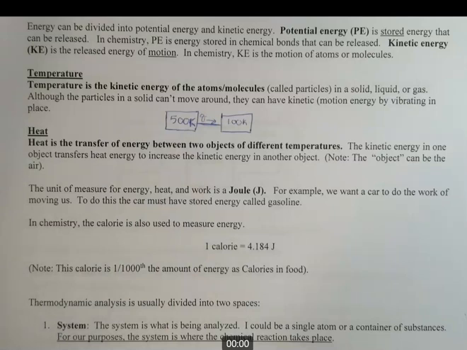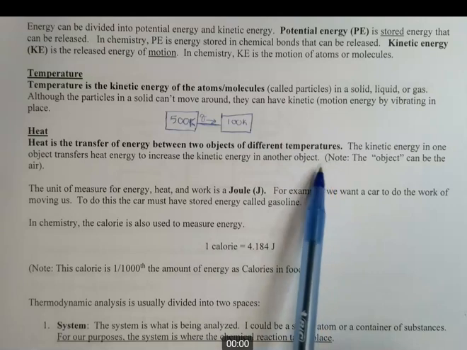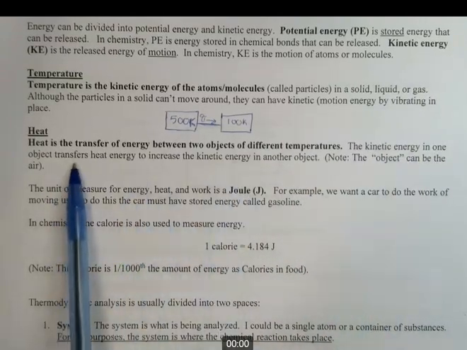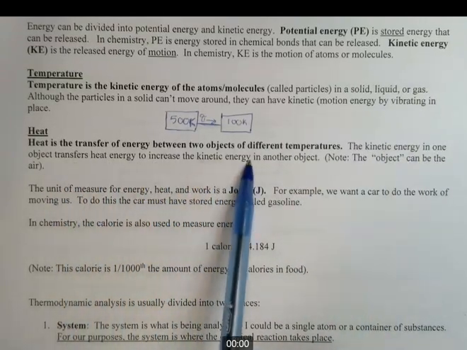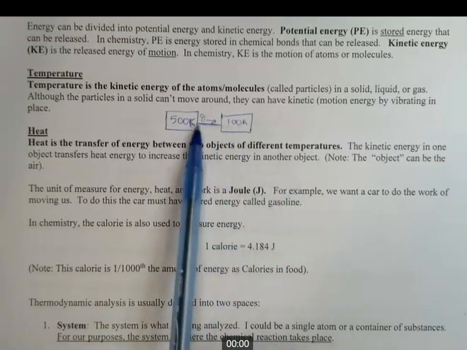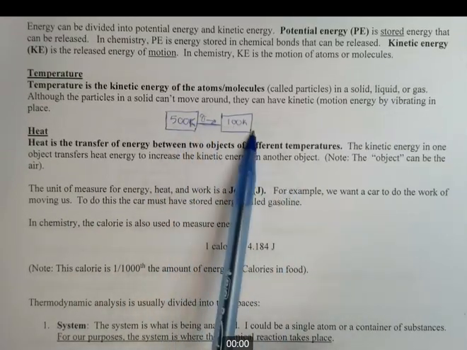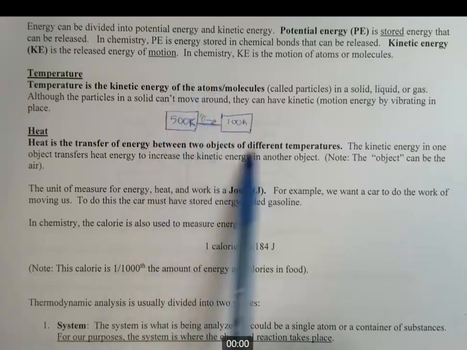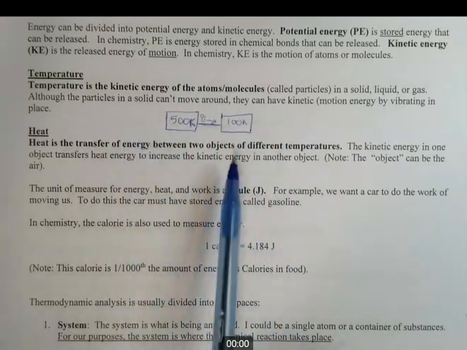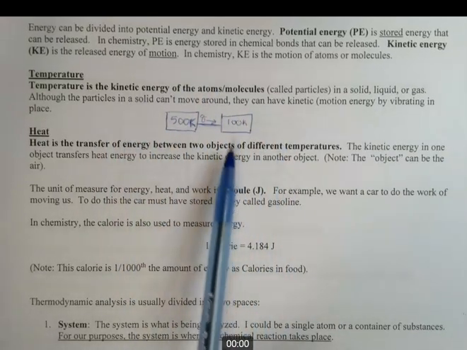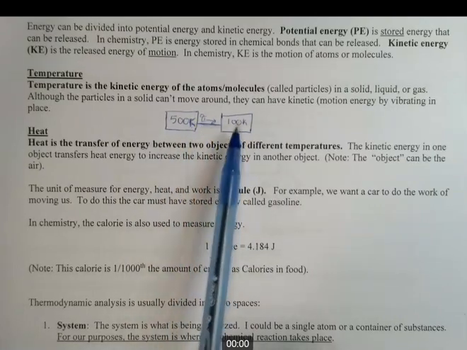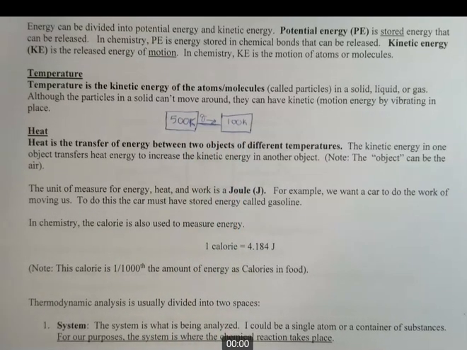All right, so the kinetic energy in one object transfers heat energy to increase the kinetic energy of another object. And this will happen, assuming none of this heat is lost to the environment around it, until the kinetic energies of these are the same. That is to say, the temperatures are equalized.